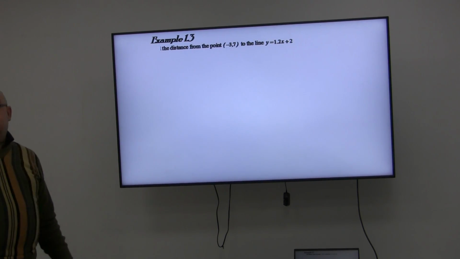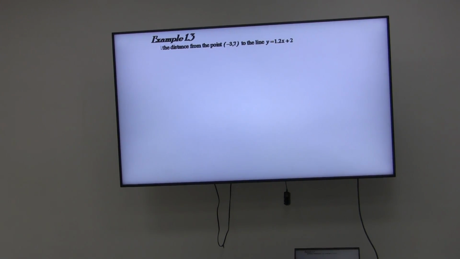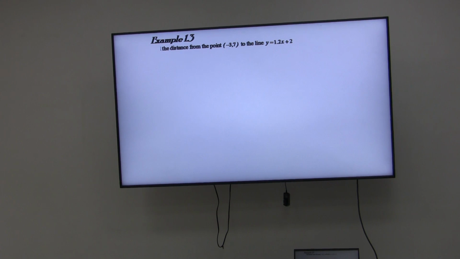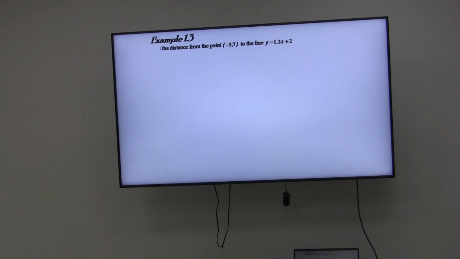Okay, so that's the distance between a point and the straight line. Look at the problem. I want to get the perpendicular distance between the point (-3, 7) and the straight line y equal to 1.2x plus 2. For any reason, I want to have this perpendicular distance.